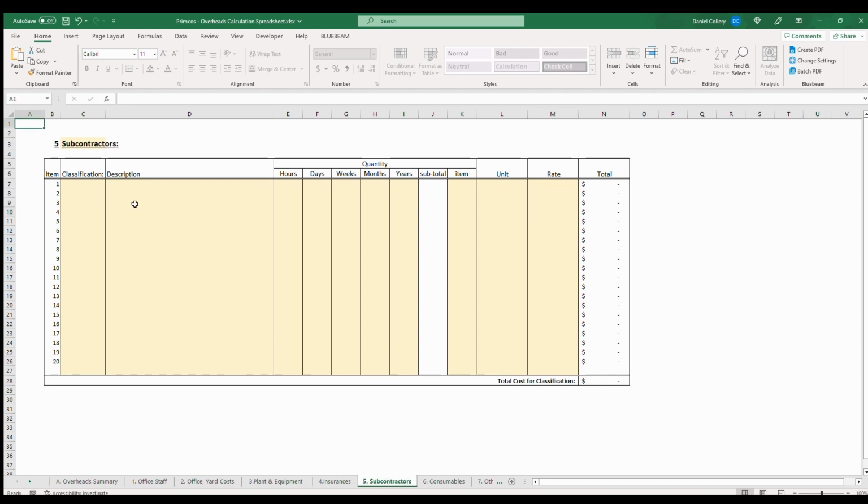Okay, insurances, subcontractors. I'm going to say we've got a consultant, which costs us approximately 50,000 per year. Consumables, this may be office consumables, say a weekly allowance of $300. And then we've got these other empty tabs here. If you've got any other categories you'd like to break it down further, we can put it into these ones, but I'll leave it blank for this.